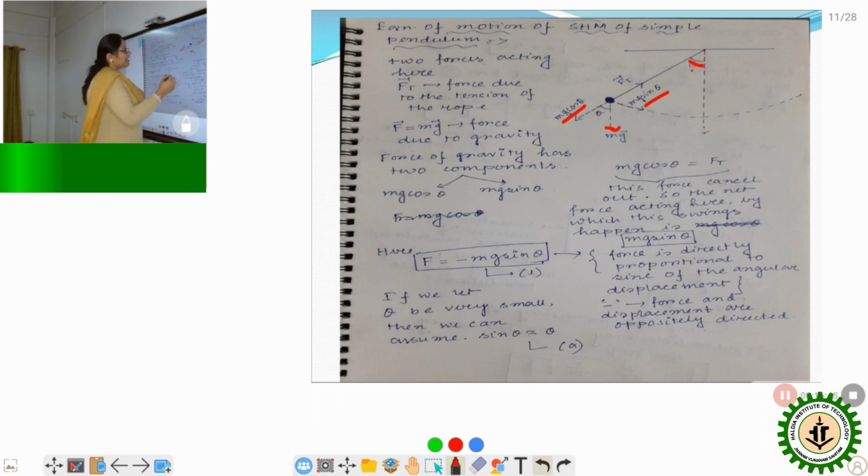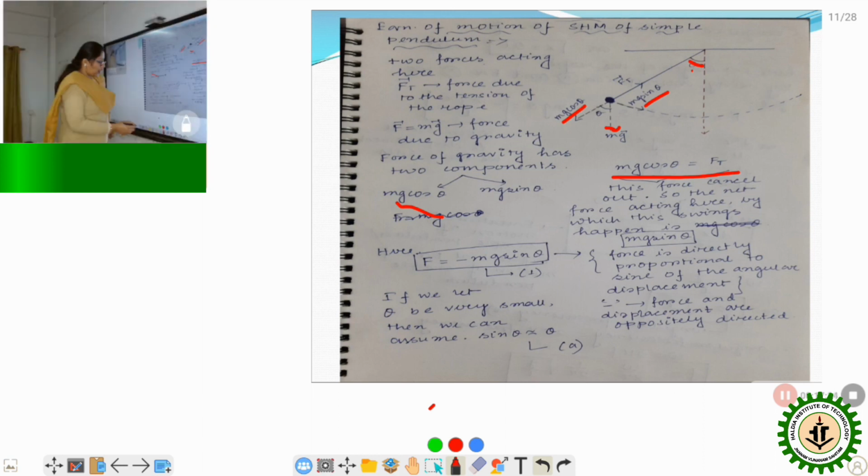Now you can see this mg cos theta and this tension force are opposite to each other and equal in magnitude. So from this condition we can cancel out these two forces, right? They are equal as well as opposite to each other. So which force is only left in our hand? That is only the mg sin theta. Because of this mg sin theta force, this swing happens, right? That means when we displace the bob, it will swing like this. That swing happens because of this mg sin theta force.